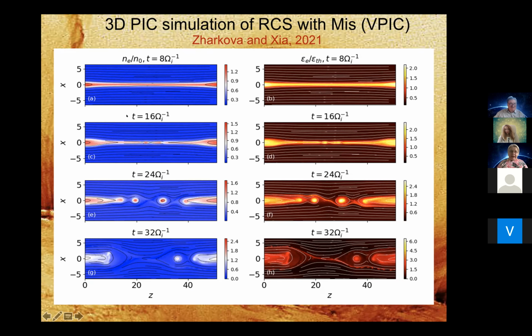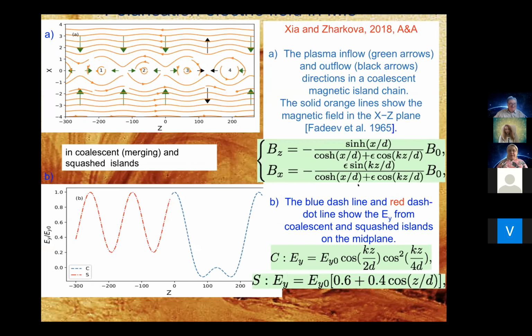On the left-hand side are the density, and here the energy of the particles. For this particular occasion, we have now taken into account particle acceleration in the island. A magnetic island is a natural presence in a reconnecting current sheet. So what we did in the paper: on the left top corner, we considered two islands which are merging with each other. We call them coalescent islands. They move towards each other. And here there are two squashed islands.